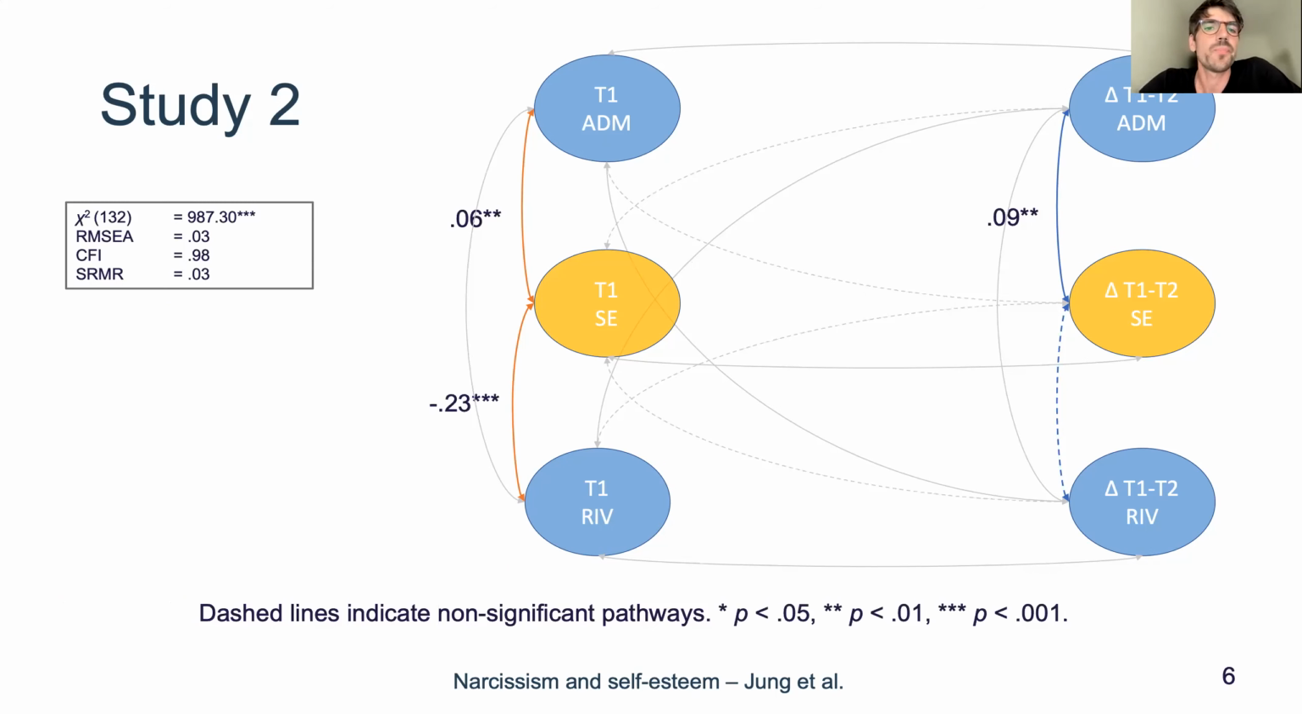Results. We found that both admiration and rivalry were significantly related to self-esteem cross-sectionally, with admiration showing a small positive association and rivalry showing a negative correlation. Additionally, we also found a small positive association between change in admiration and change in self-esteem, indicating that individuals who increased or decreased in admiration also increased or decreased in self-esteem. Change in rivalry, however, was unrelated to change in self-esteem.